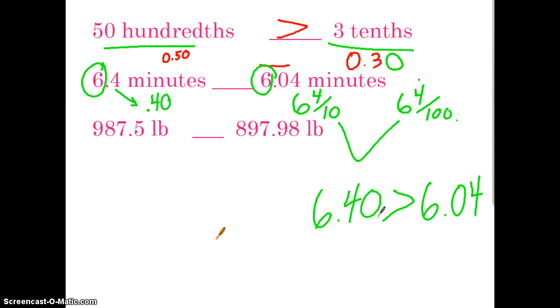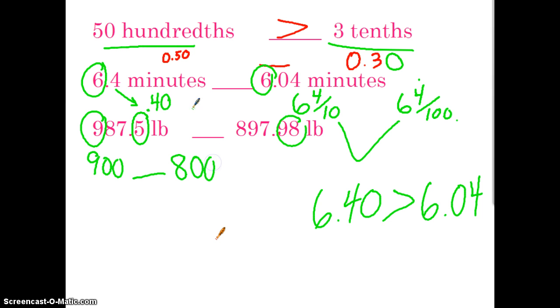So then let's look at this one. 987 and 5/10 of a pound compared to 897 and 98 hundredths of a pound. I think the biggest thing that you have to understand is it does not matter if the decimal is bigger if we have whole numbers that are bigger. And over here you see that there's a 9, so we've got 900 compared to 800, which means 987 and 5/10 of a pound is greater.